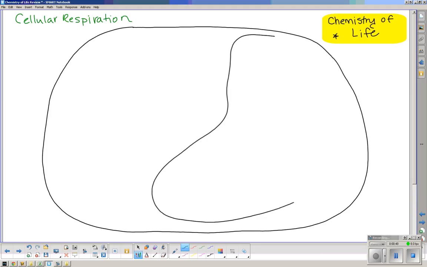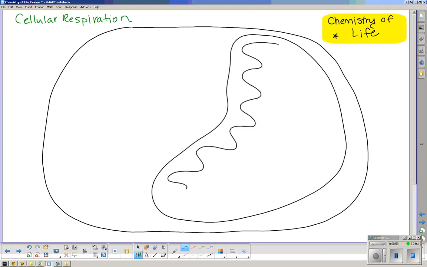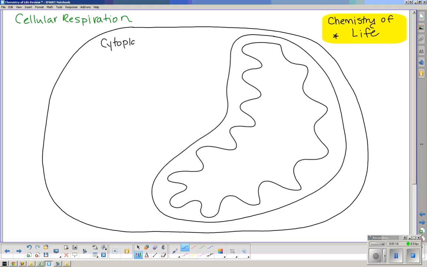The mitochondria kind of looks like a bean, and it has two membranes. The inner membrane, though, is folded, and these folds are called the cristae. So now we have our mitochondria and our cell. Outside of the mitochondria is the cytoplasm.